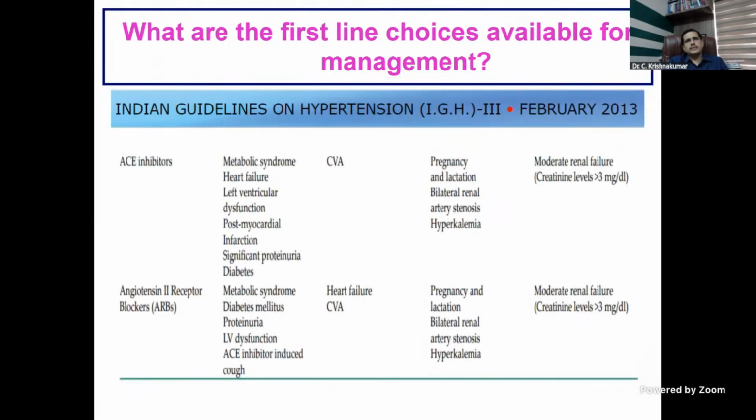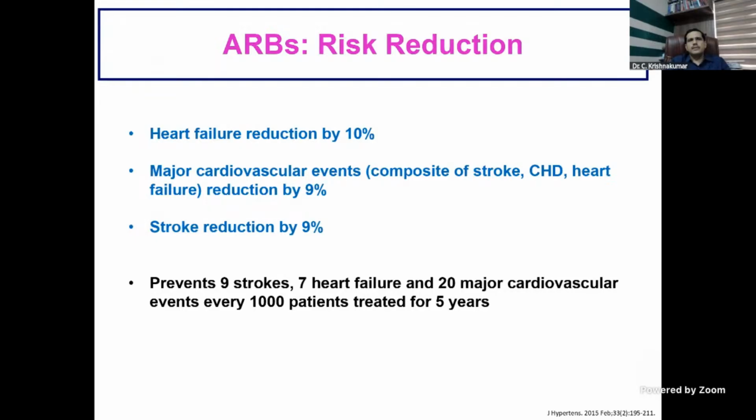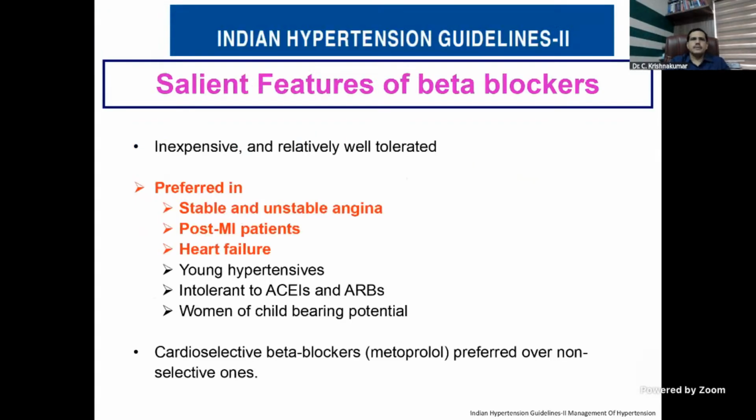ACE inhibitor: in metabolic syndrome it is the ideal drug. Compelling indications: heart failure, left ventricular dysfunction, post-MI, significant proteinuria, and diabetes. CVA is a possible indication. Contraindications: pregnancy, lactation, bilateral renal stenosis. Possible contraindication: raised creatinine. Angiotensin II receptor blockers are the same as the previous. Here the risk reduction is heart failure reduction by 10%, major cardiovascular events by 9%, and stroke reduction by 9%. It prevents 9 strokes, 7 heart failures, and 20 major cardiovascular events within 5 years for every 1,000 patients treated.